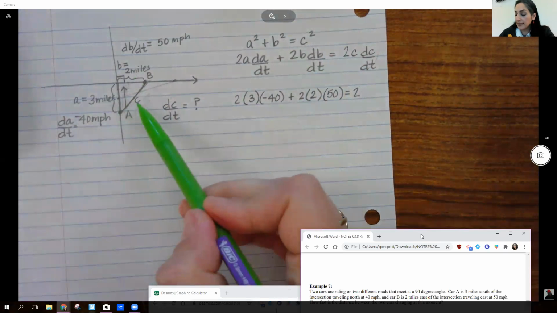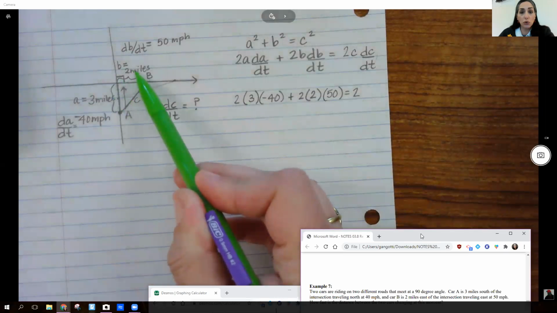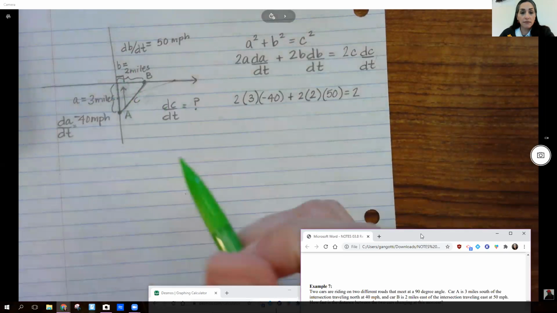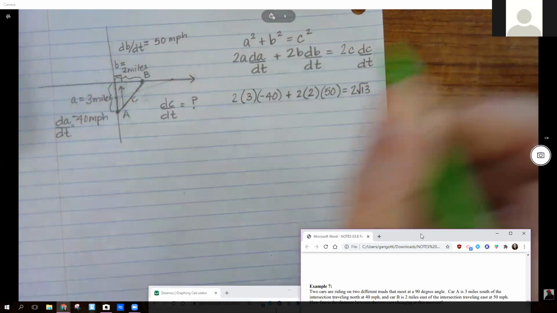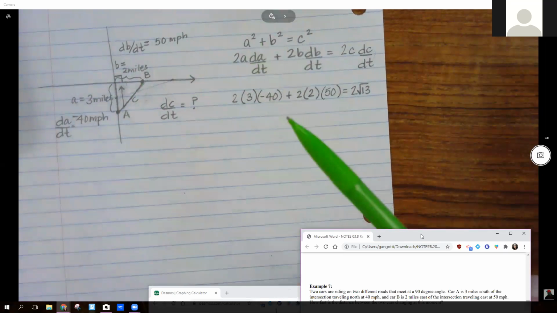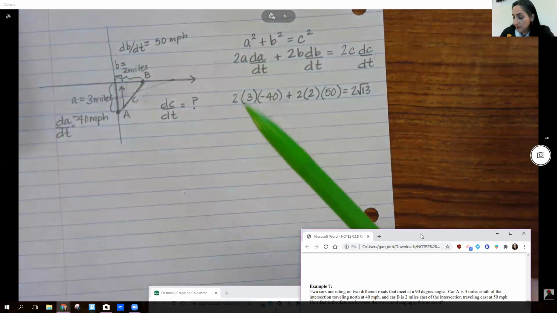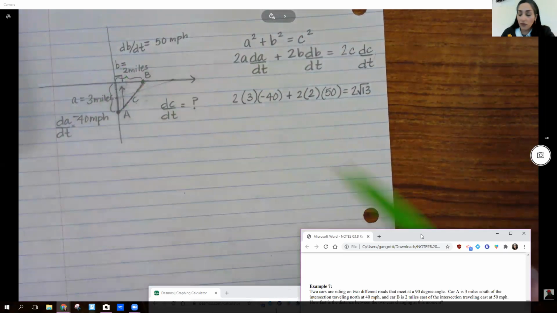Somebody tell me what C would be if A is 3 and B is 2. What does C have to be? The square root of 13. Yep, good. Square root of 13, good. How'd you get that? Pythagorean theorem. Right, good. So 3 squared plus 2 squared equals c squared, and leave it like a radical.